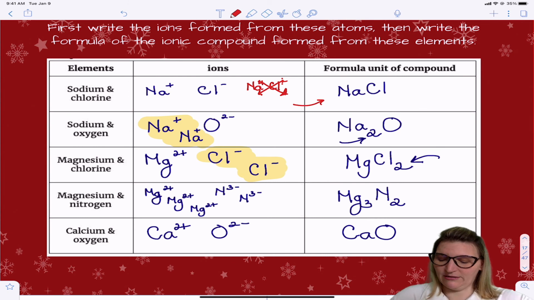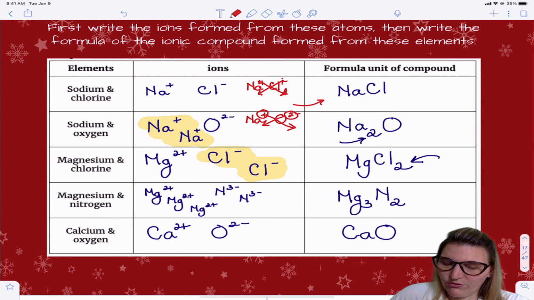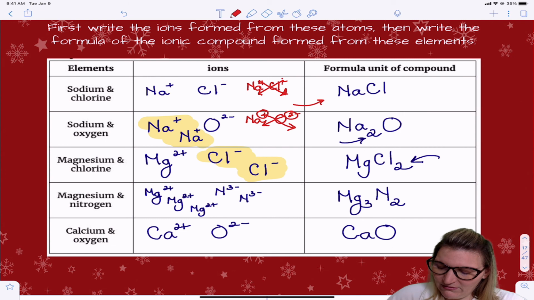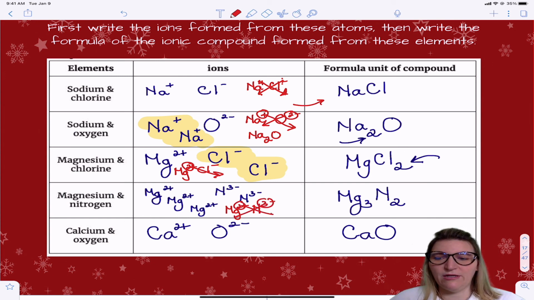We call it crisscrossing. If I take, let's just look in the red, Na +1, O 2-. Take this number 1 and bring it down here. Take this number 2 and bring it down here. Just the number, not the symbol. Then you get exactly what we have, Na2O. Right? Just Mg2+, Cl-, just the number, MgCl2. Mg2+, N3-, crisscross, just the number, Mg3N2.